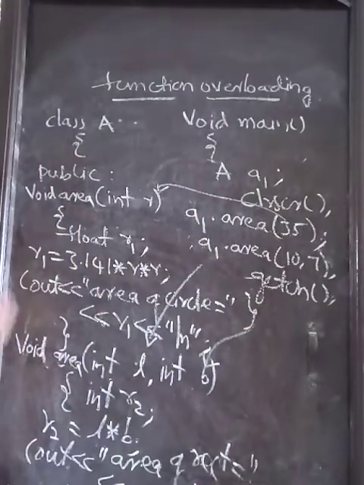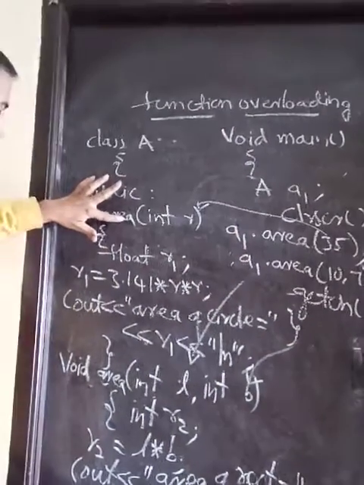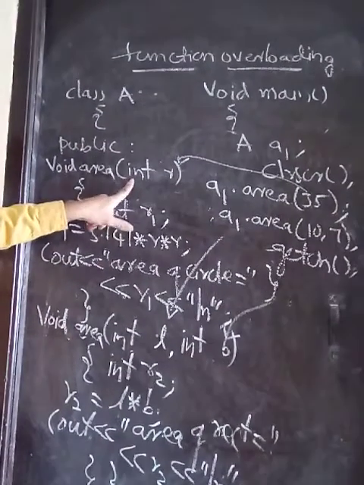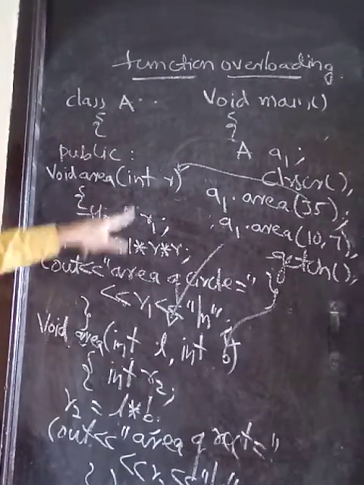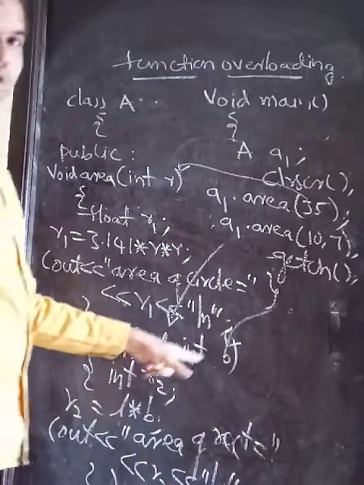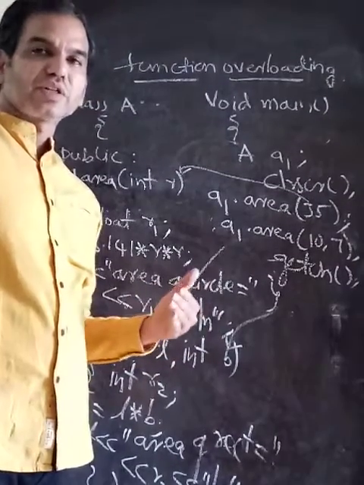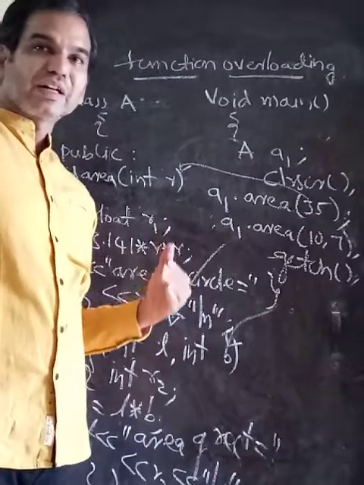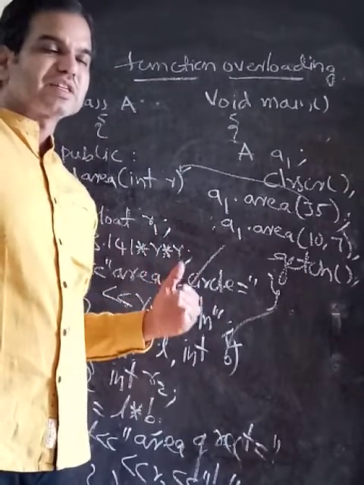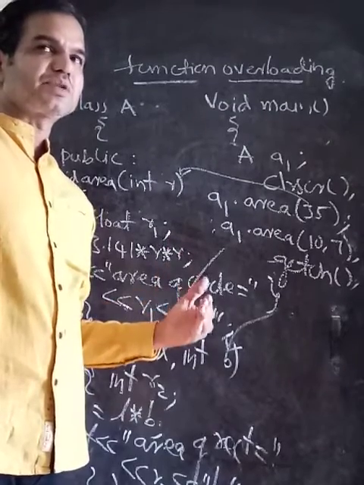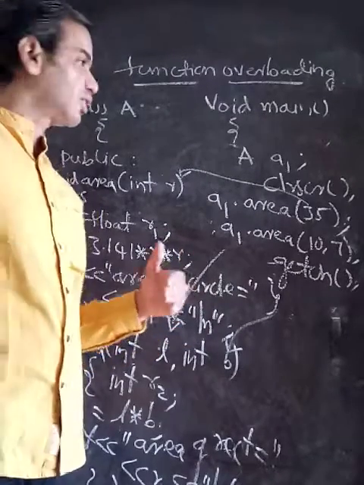So here we are using the same function names, but the passed arguments are different. Here it receives only one argument, here it will receive 2 arguments. If you take the same function name, that function can receive 3 or 4 arguments. In that way we are performing this. This is called function overloading. Function overloading means function names are the same but the passed arguments are different.